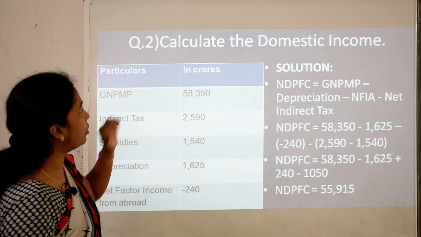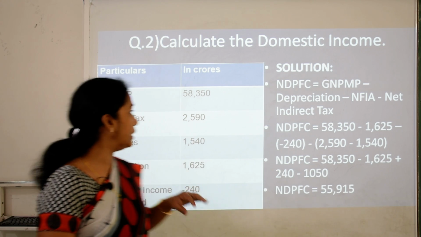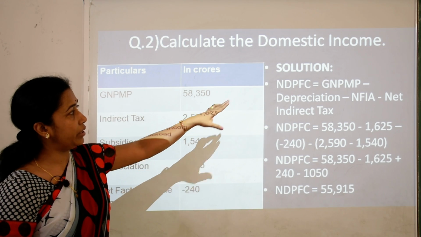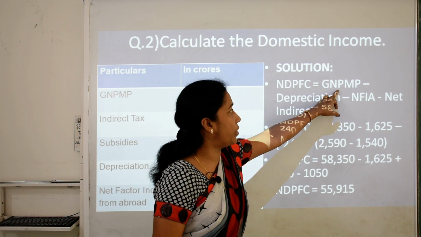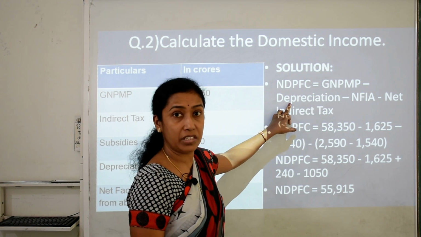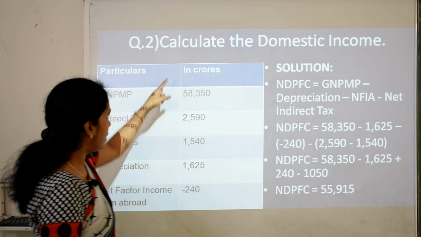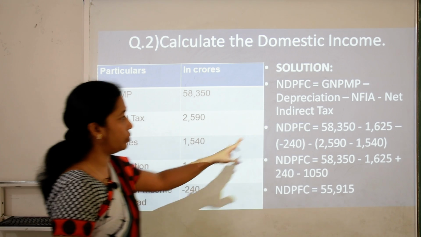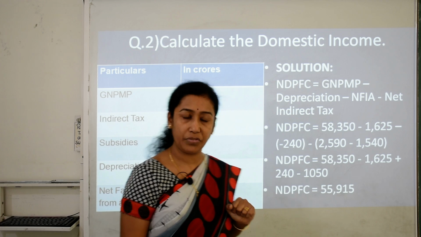Say for example, if you are told to calculate the domestic income, here domestic income is NDP at factor cost. So this is the formula, that is gross national product at market price minus depreciation minus net factor income from abroad and minus net indirect taxes. Now everything is given here, dear students. So you can calculate like this and you will get the answer 55,915.